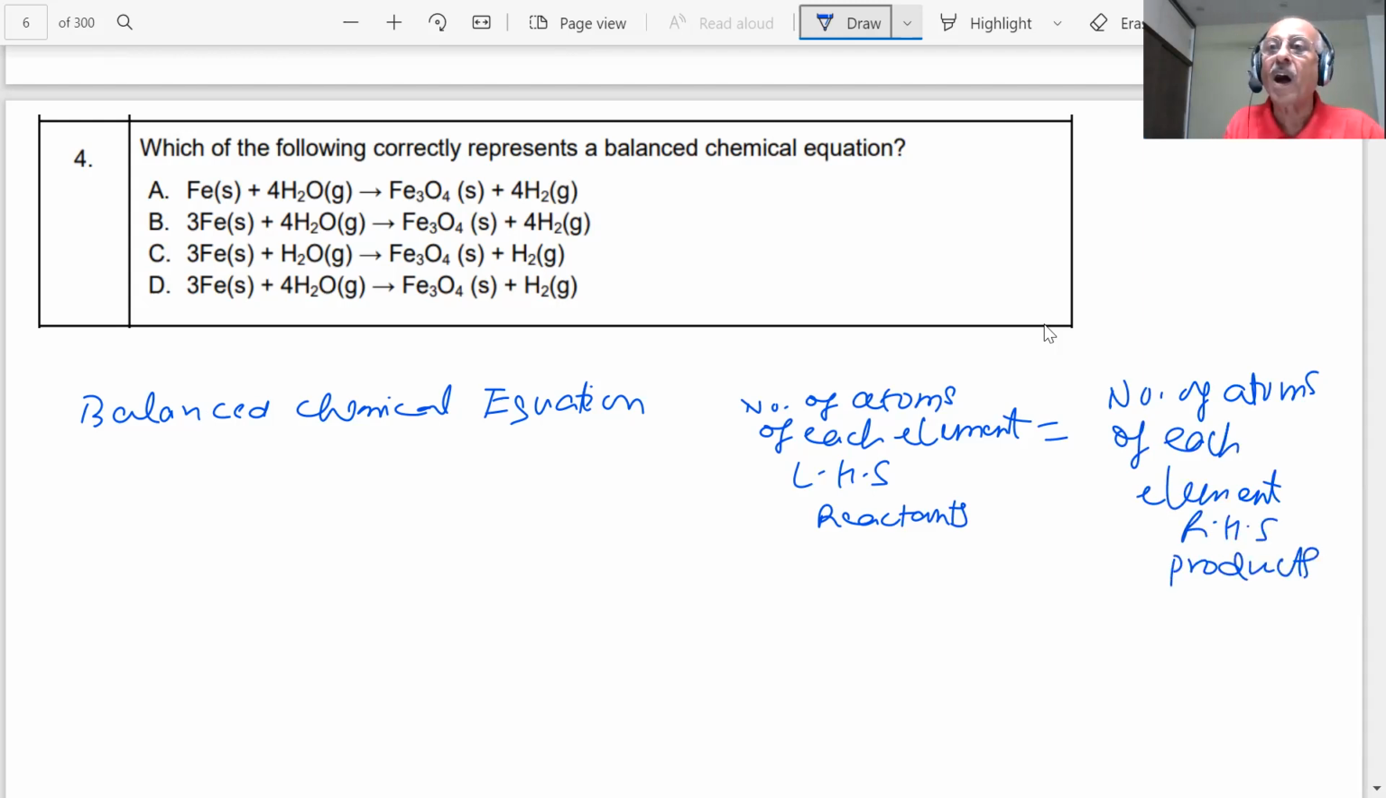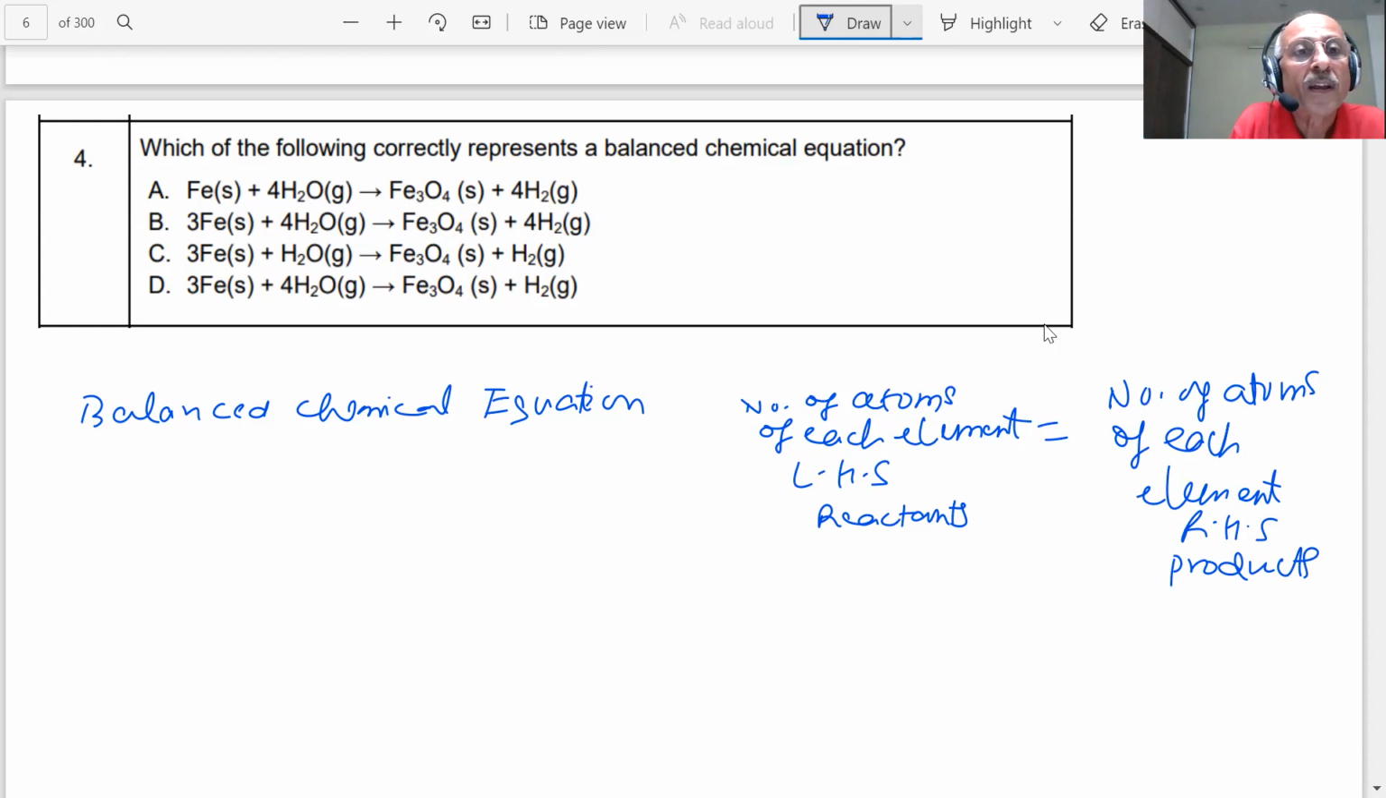And this is based on the law of conservation of mass. The mass has to be conserved in a chemical reaction. If I consider a chemical reaction taking place in a closed container, the mass of the sum of the reactants must be equal to the mass of the sum of the products. Law of conservation of mass holds true.